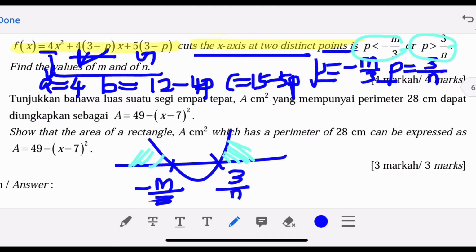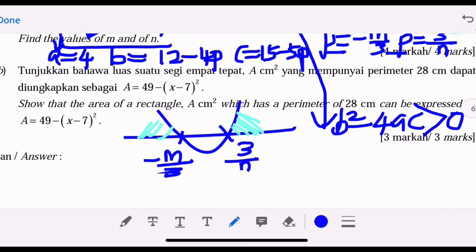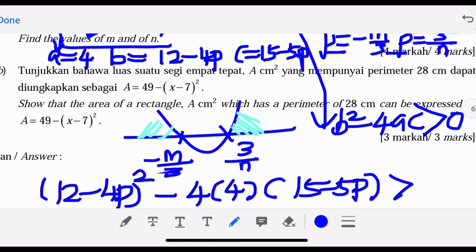Due to two different roots, two distinct roots, we will use the concept B squared minus 4AC more than 0. Two roots is more than. If equal root, equal. If no root, less. Now we are going to substitute: B is 12 minus 4P, squared, minus 4 times 4 times C, which is 15 minus 5P, more than 0. Be very careful because it's very, very long.